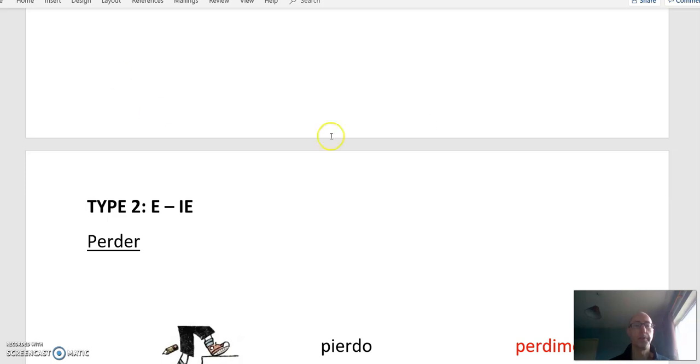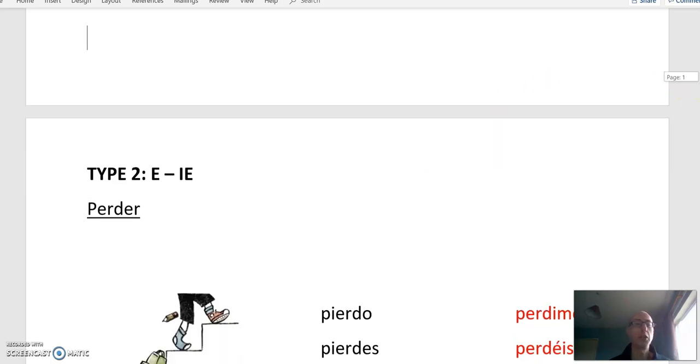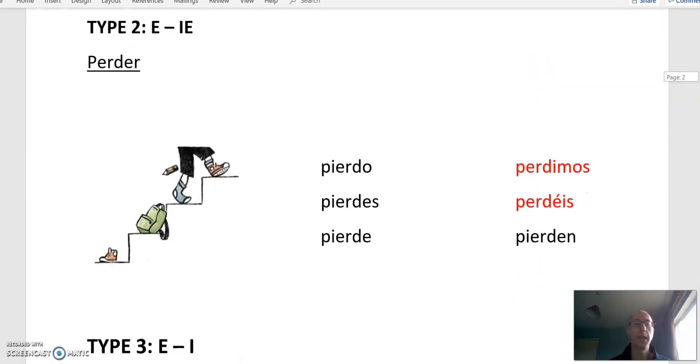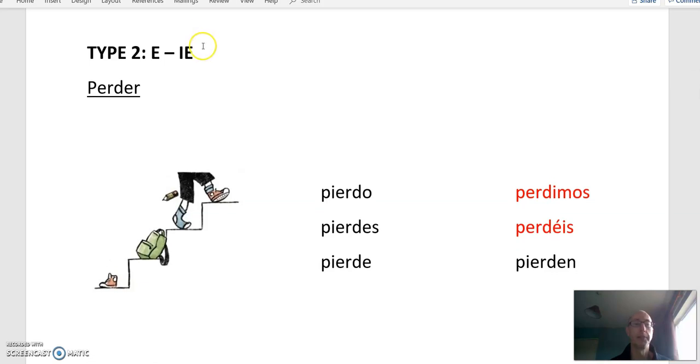So the second type of change is from E to IE. You could just say that we add an I, if you like. But it's easier to talk about a change from an E to an IE. So the example we're going to use is perder. You can see it in the picture here. Perder, to lose.